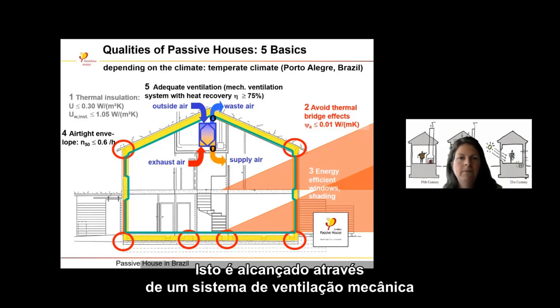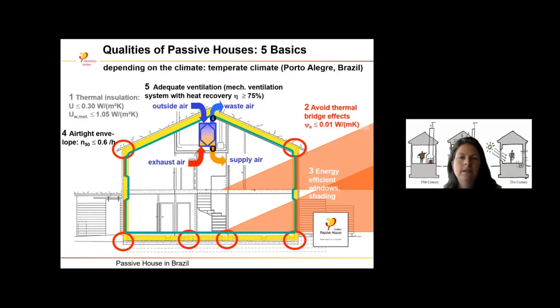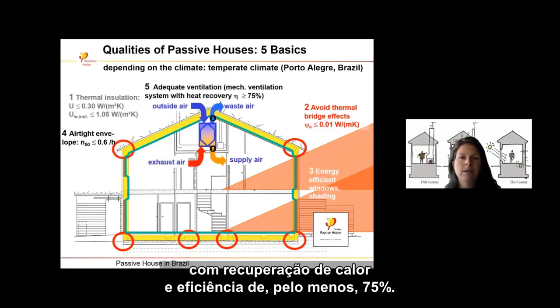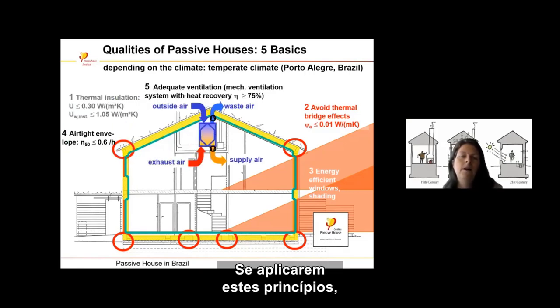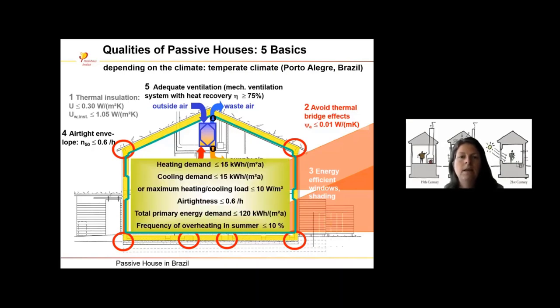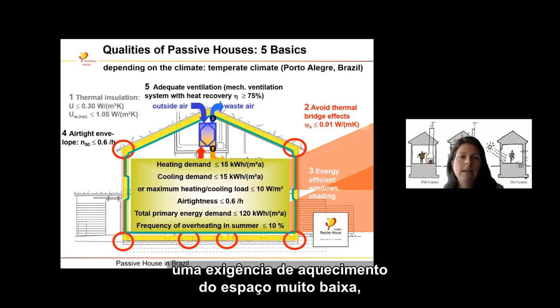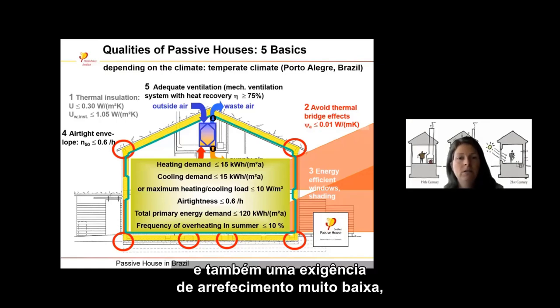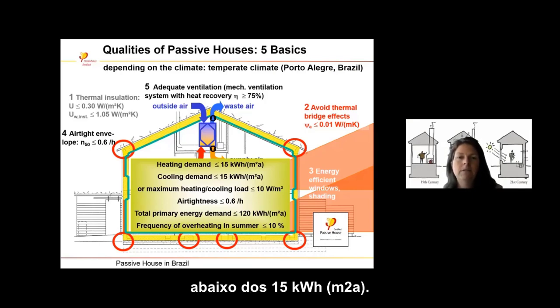This is achieved with a mechanical ventilation system with heat recovery with an efficiency of at least 75%. If you apply those principles, you can get a certified Passivhaus, because this building will have a very low space heating demand, lower than 15 kilowatt hours per square meter and year, and also a very low cooling demand of below 15 kilowatt hours per square meter and year.